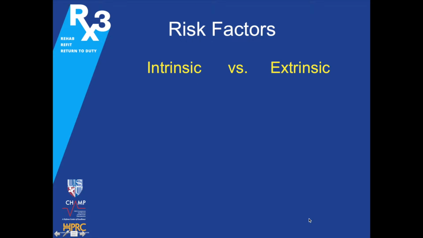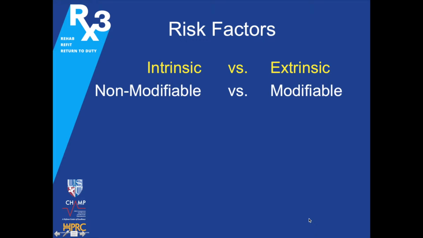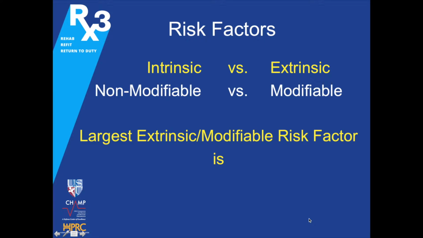What are the risk factors for musculoskeletal injuries? They include things that are intrinsic and extrinsic, and those are often in competition with each other. Intrinsic risk factors are those that are non-modifiable, such as your gender, while extrinsic risk factors are those that are modifiable, such as equipment. So what is the largest extrinsic or modifiable risk factor? That would be the training load.